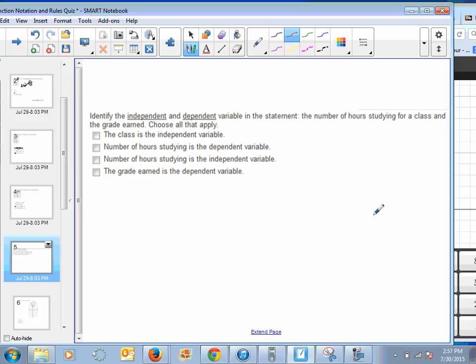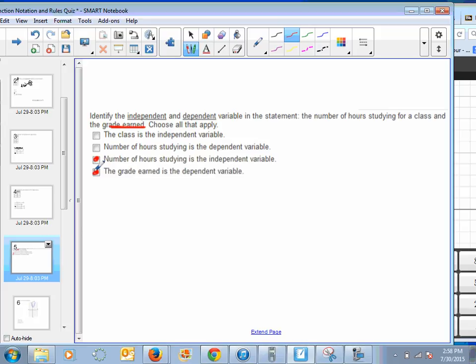So where are we here? Grade earned, right there, that's dependent because it depends on how much you're studying. So grade earned is the dependent variable. That means your independent variable is the number of hours studying. Nothing is really depending on that in terms of this relationship. If you're thinking about time studying, the grade of course depends on that.